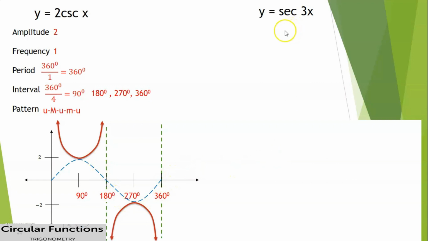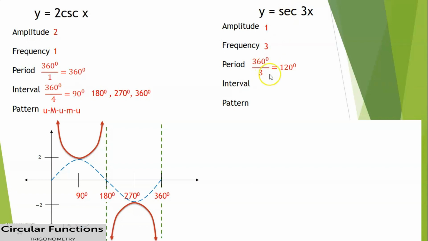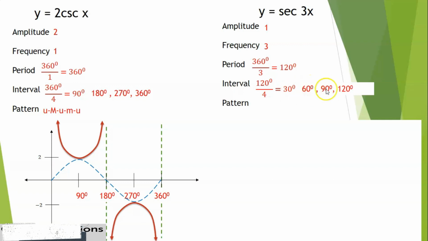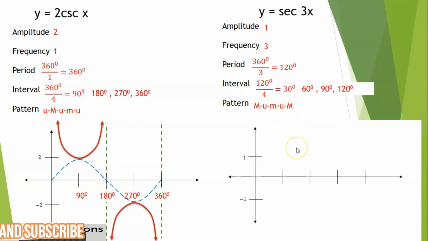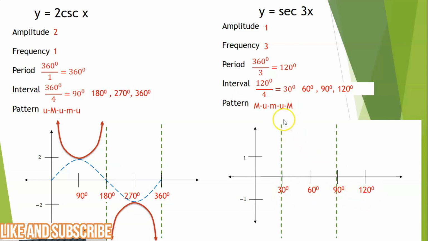Next, y is equal to secant 3x. The same thing, let's identify its properties. Amplitude here is 1 because it's not written. Frequency is 3. The period is 360 divided by 3, so that would be 120. Interval would be 120 divided by 4, so it's 30. Get the rest of the interval, plus 30 and so on. The pattern here is maximum, undefined, minimum, undefined, and maximum. Sketching here, this will be for the pattern. The asymptotic lines will be at 30 degrees and 90 degrees.